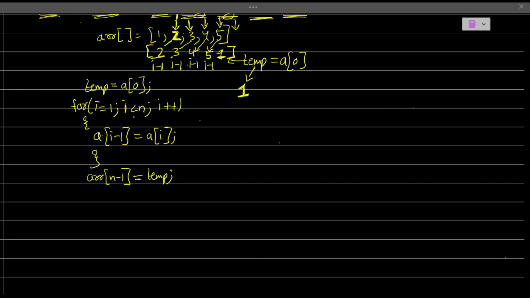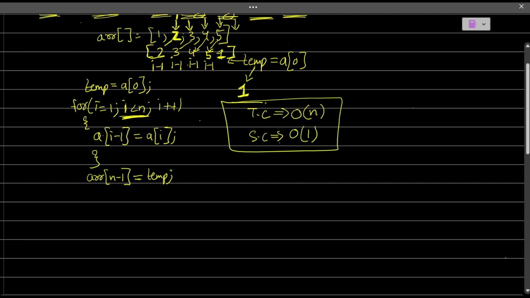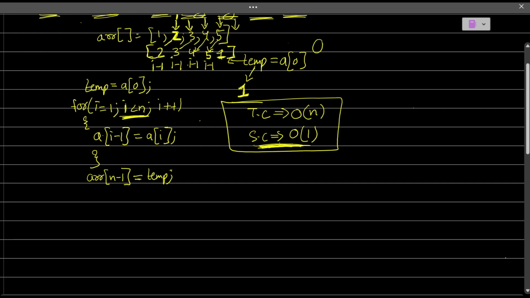The time complexity will be big O of n, because we are running the loop n times. The space complexity will be big O of 1, because we are not using any other arrays, and we are doing everything within the given array. So this is the optimal solution to left rotate an array by one place.